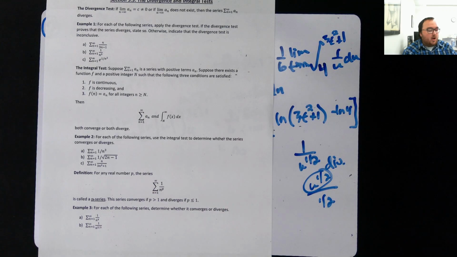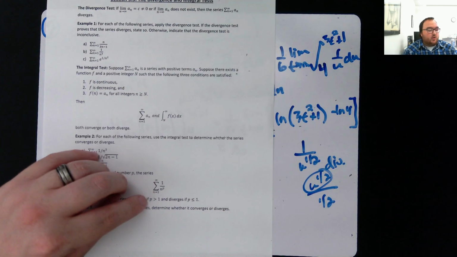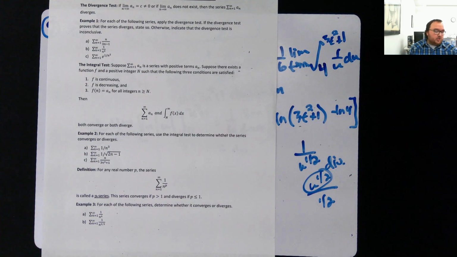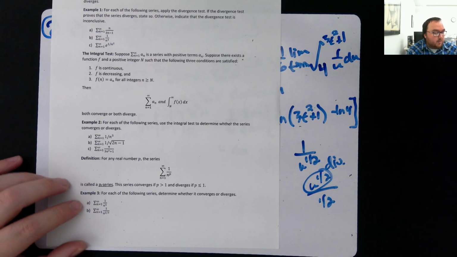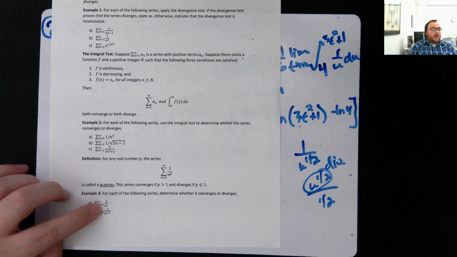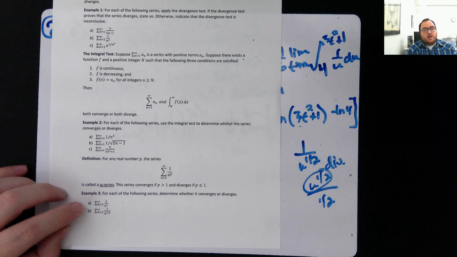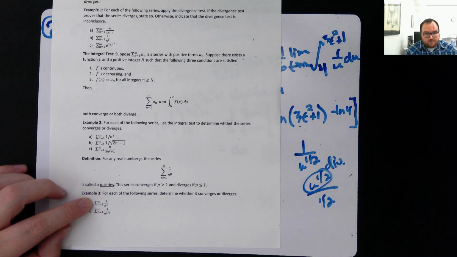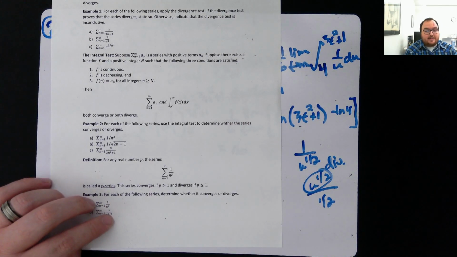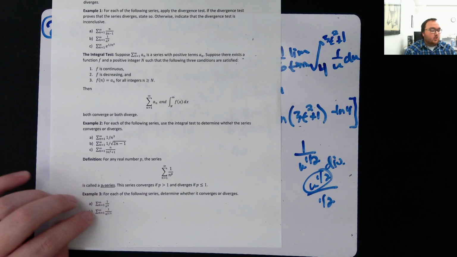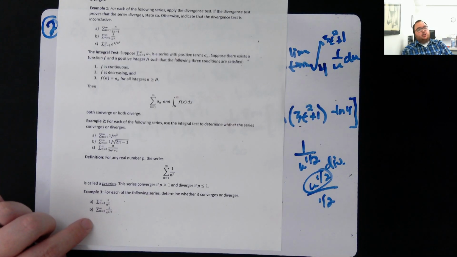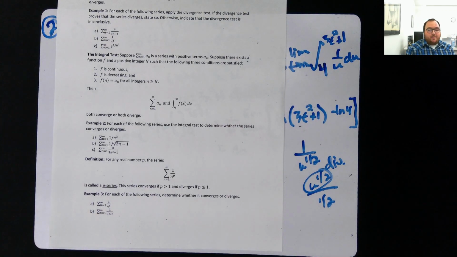So if the power in the denominator is greater than 1, converge. If it's less than 1, diverge. So for example 3a, it's 1 over n to the fourth, right? 4 is greater than 1, so this is going to converge. Whereas 1 over n to the 2/3, this is less than 1, so this is going to diverge. If any of that does not make sense, let me know.